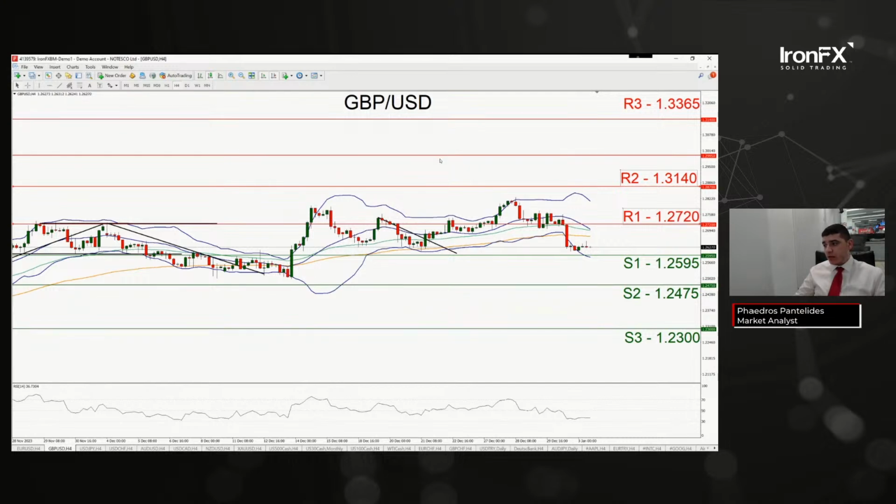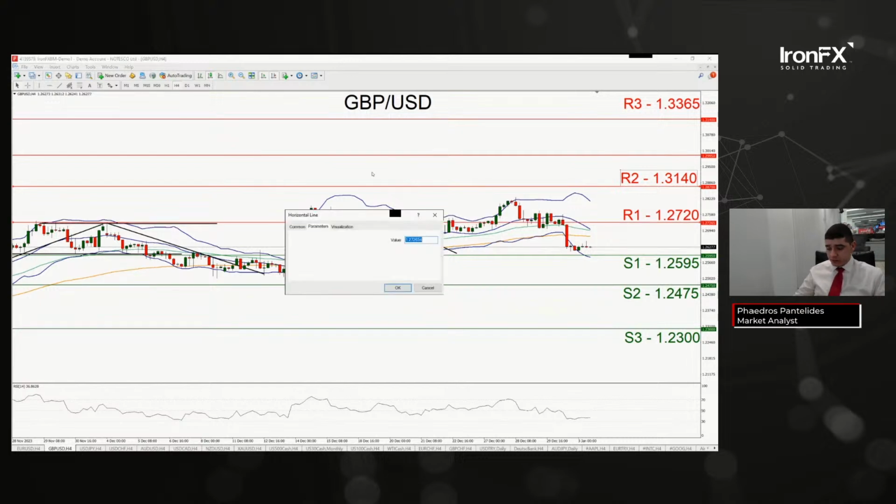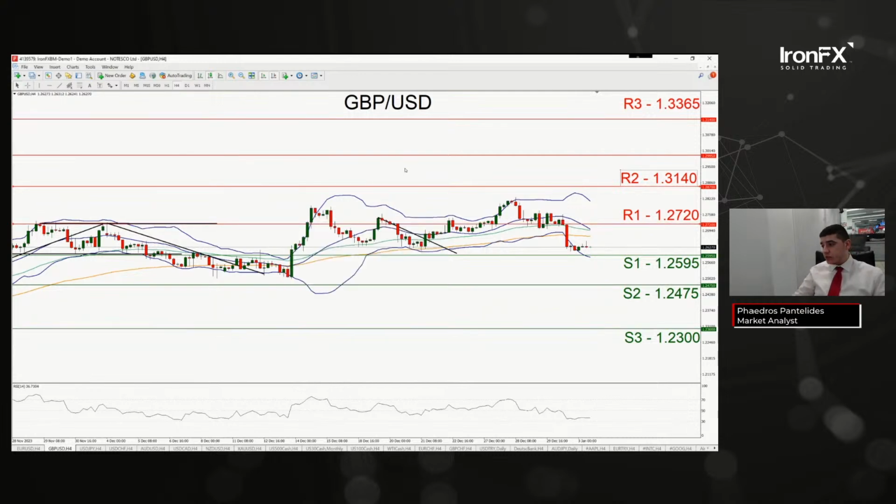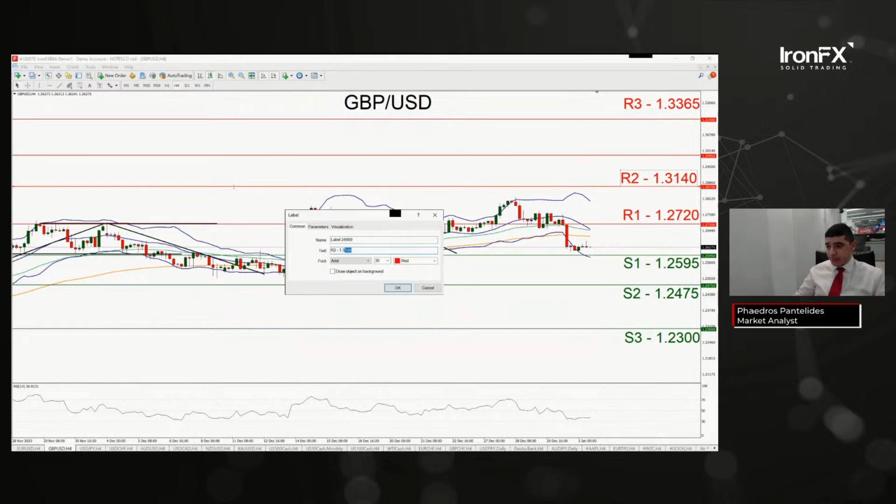Whereas for the bullish outlook, simply breaking above R1 at 1.2720 would constitute a switch towards a bullish outlook. For R2, we have 1.2870 as we said previously. So let's just fix that text label, 1.2870, move that.